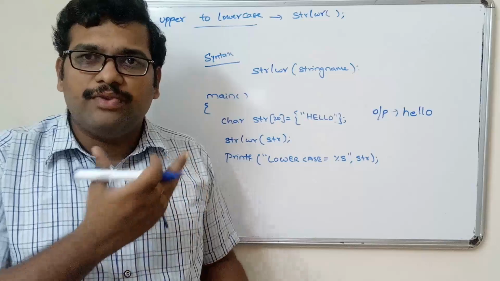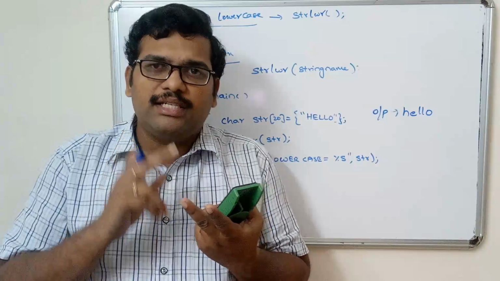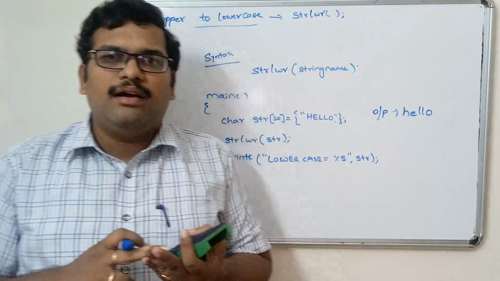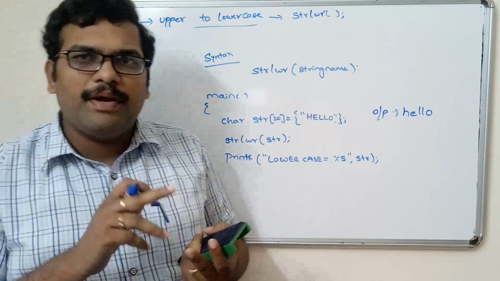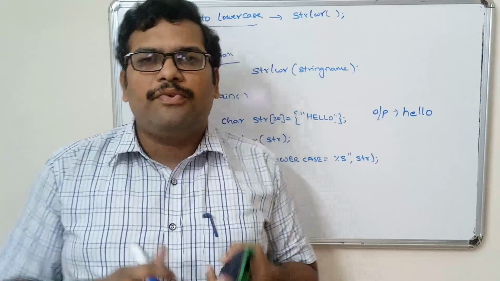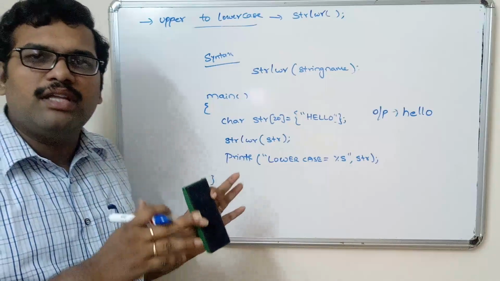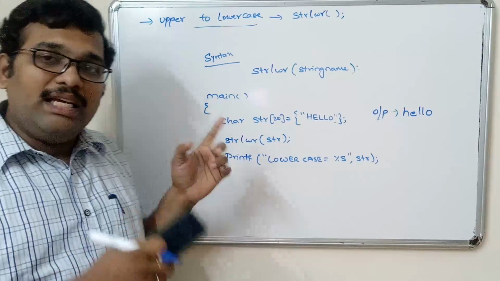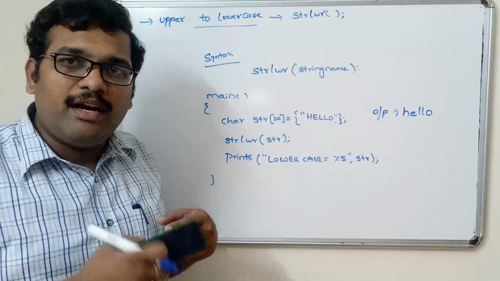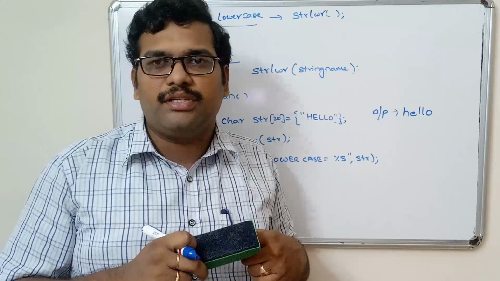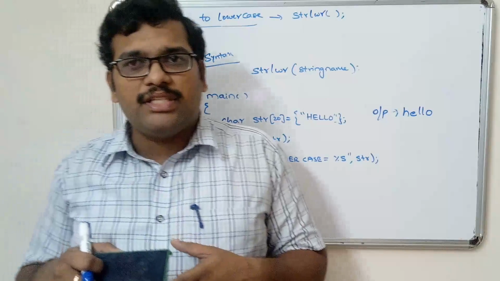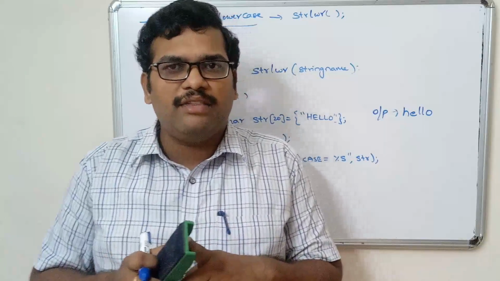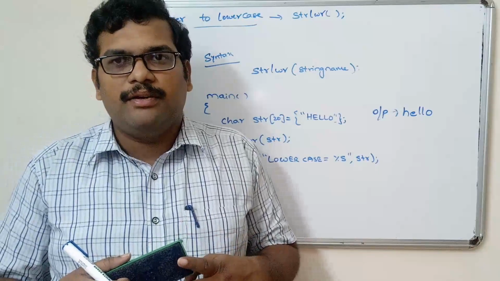This string handling functions. We have seen first of all the string length, string copy, string concatenation, string comparison, string reverse, and then lower to upper and upper to lower. So for everything we have just used the predefined functions. We didn't write any logic. So these operations can be implemented without using the string handling functions. So we can find the length of the string without using the string length function. So we should not use the string length function. We have to write the logic.